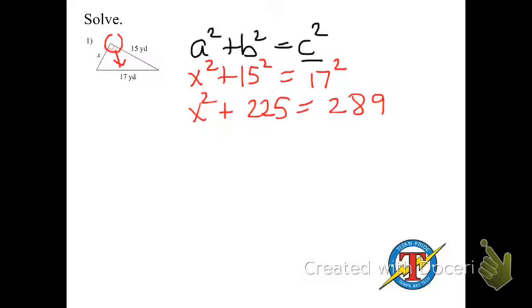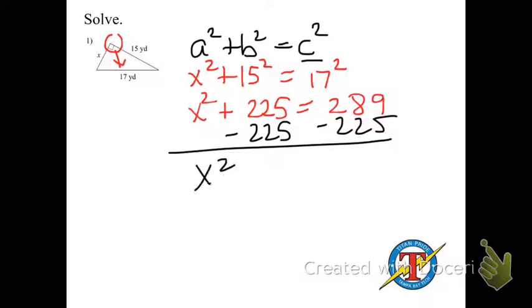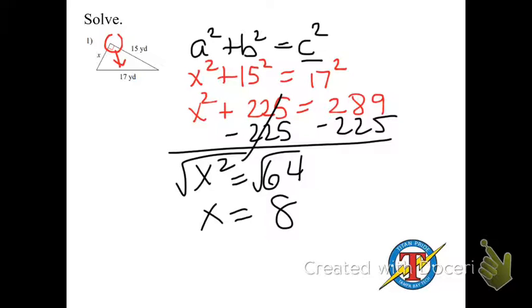All right, get the x squared by itself. Subtract 225. And x squared equals, subtract that and you get 64. Take the square root of both sides, and x equals 8.